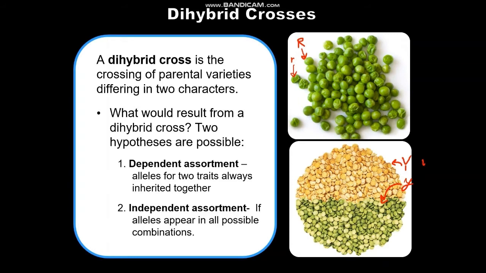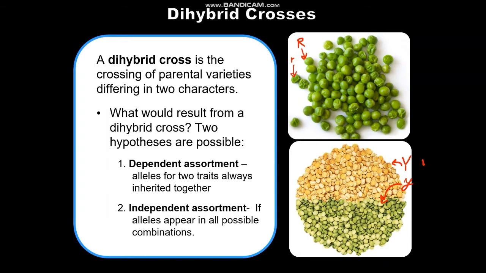He wanted to know, in the F2 generation, if the plant received yellow peas, would it also necessarily have round peas? If it got green peas, would they necessarily be wrinkled peas? Does it inherit all of the characteristics of one parent, or will we see every possible combination? These two possibilities have different names.